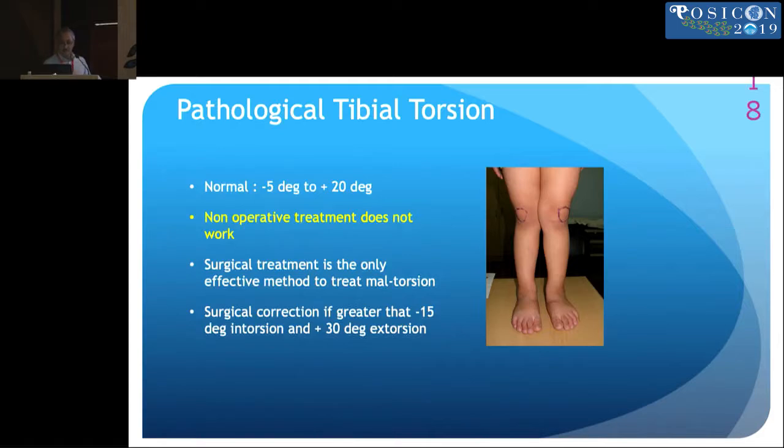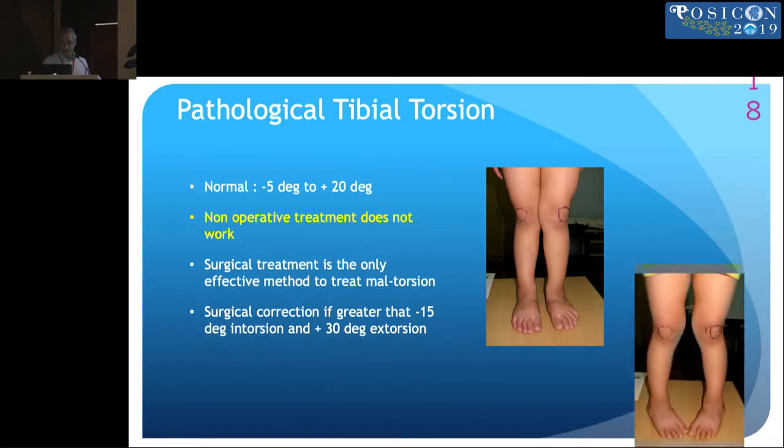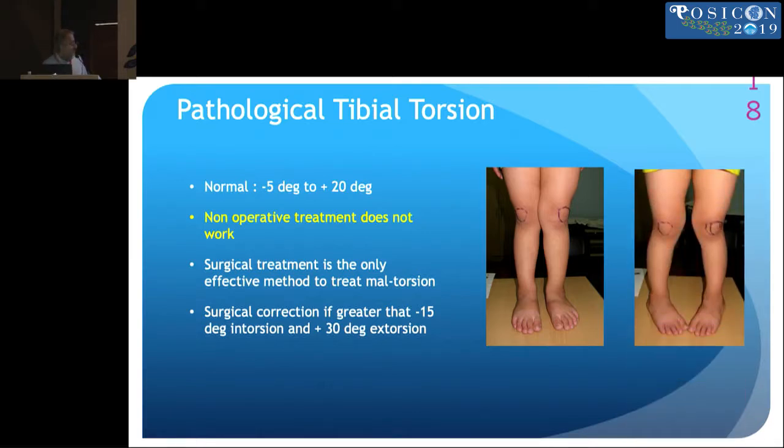So for pathological tibial torsion, non-operative treatment doesn't work, so you can't really brace it well. Surgical treatment is the only effective method to treat maltorsion. Most authorities will agree that minus 15 degrees intorsion or plus 30 degrees extorsion does need treatment. This is a kid whose feet look out quite straight. He has minimal spasticity, but when you make the patella face forwards, the tibial torsion is revealed.